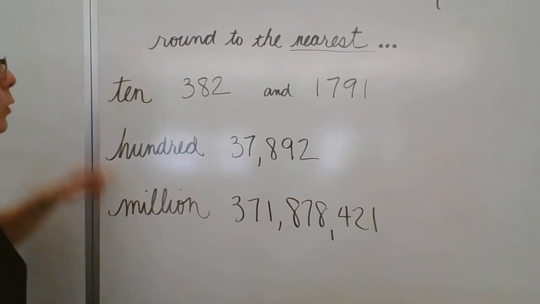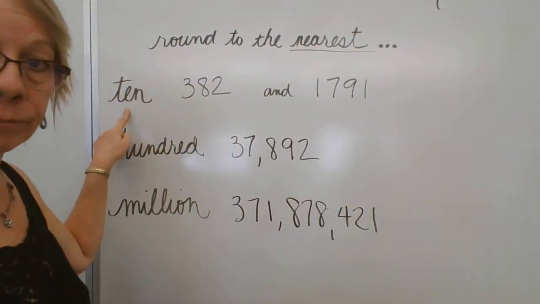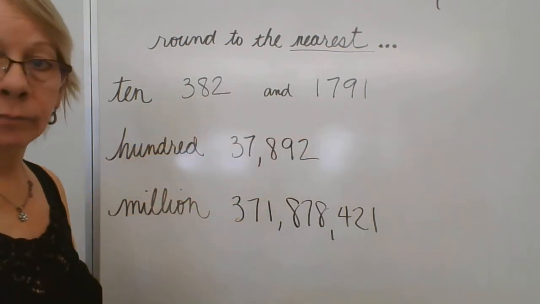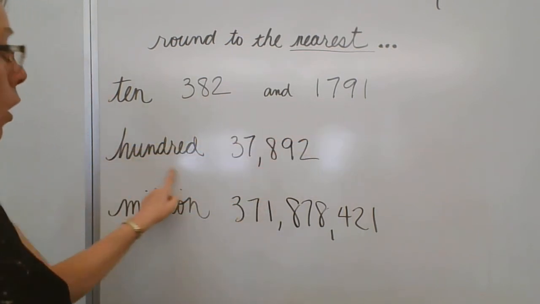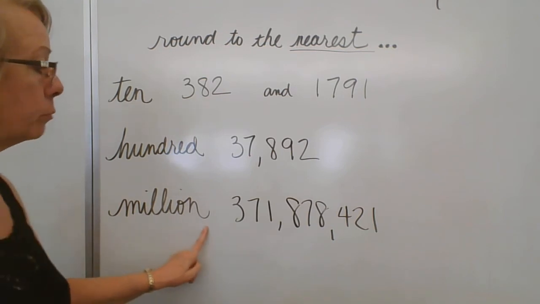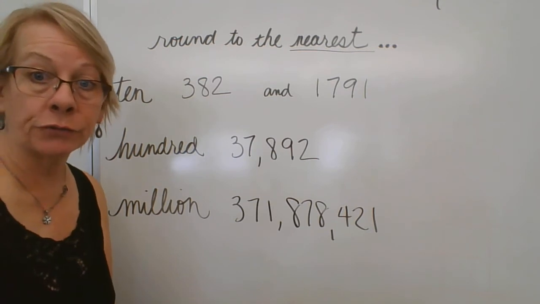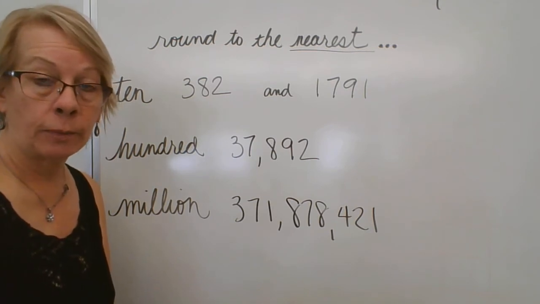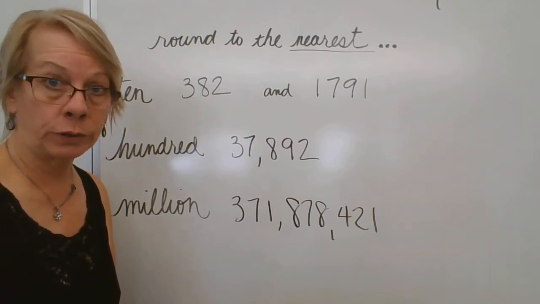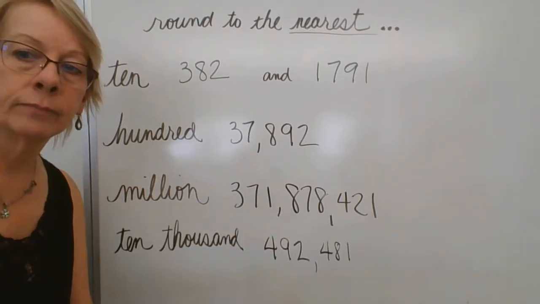All right, so round to the nearest 10, these two. Round to the nearest 100, that one. Round to the nearest million, that one. So you have to think about which place are you rounding to, and then round it off. I'm going to give you one more. I thought of it. I'll be right back.